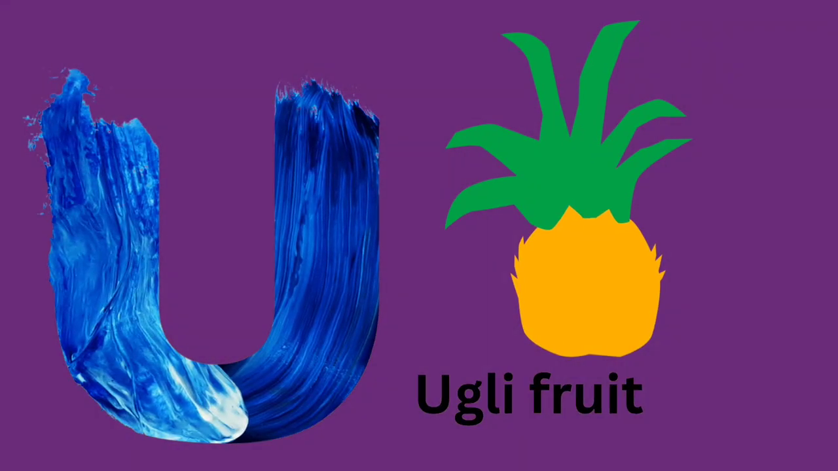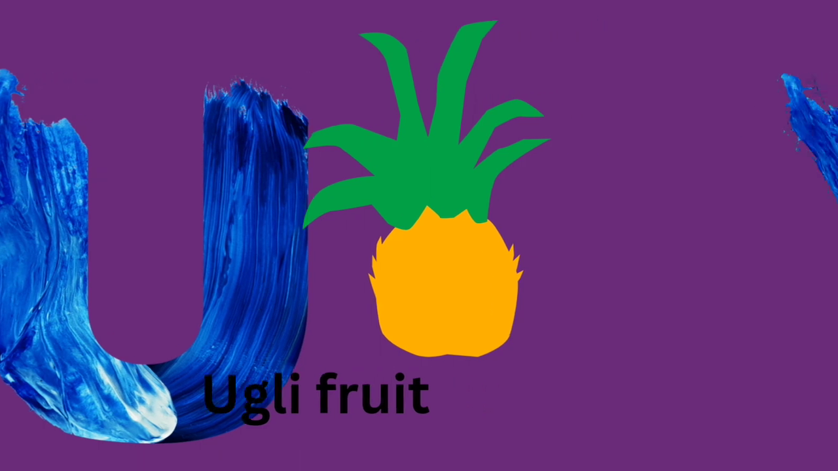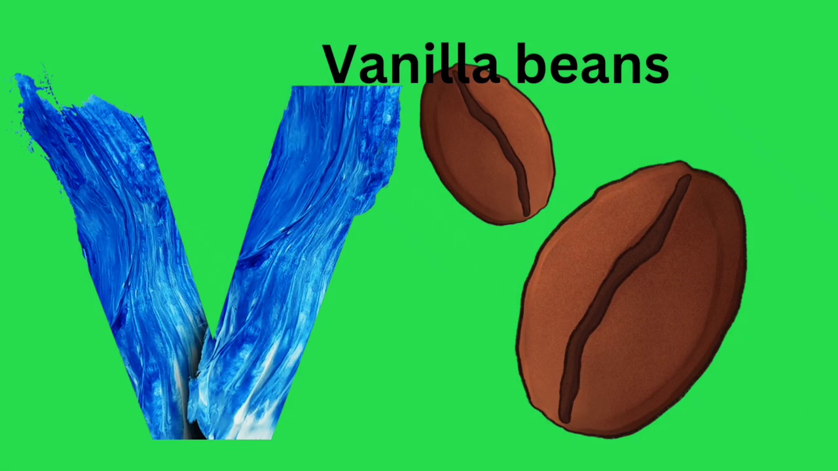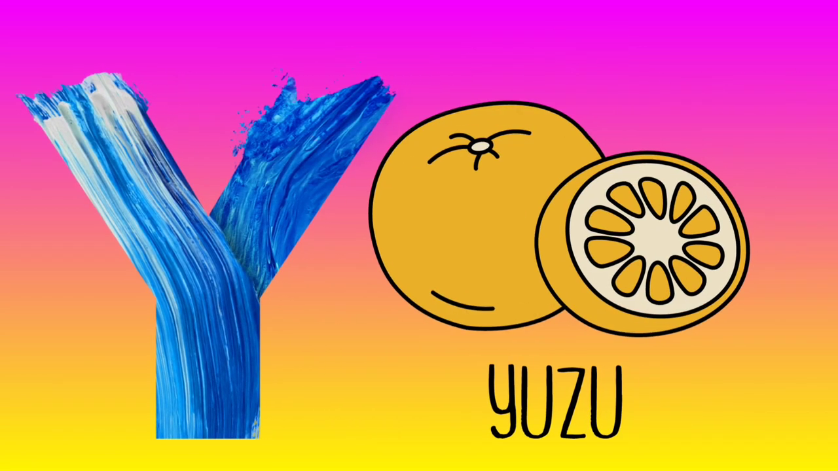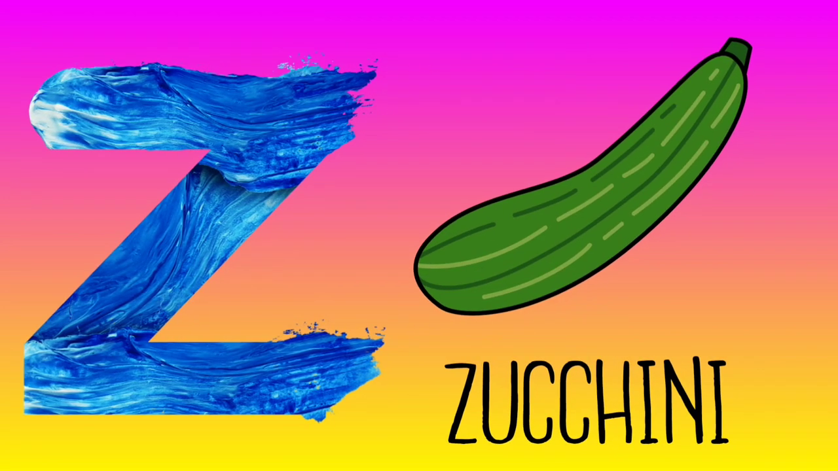U is for ugly fruit. V is for vanilla beans. W is for watermelon. X is for kismina. Y is for yuzu. Z is for zucchini.